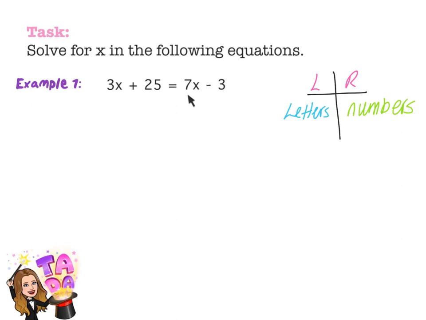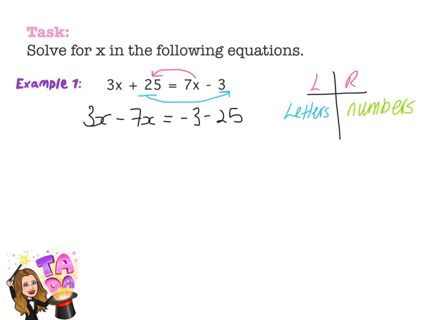But this 7x is not on the left side, so we must move it over to the left side, which makes it become a minus 7x. Now, this plus 25 is also on the incorrect side because it should be on the right. So we need to move this 25 over, which becomes a minus 25. So let's rearrange our equation now. So I've got 3x, because that's on the correct side, minus 7x equal to minus 3 minus 25. So all I've done there is brought this minus 25 over here, and I've brought my 7x over here.